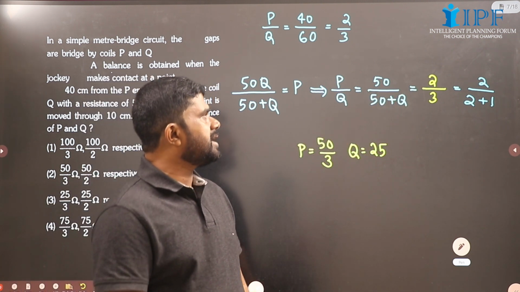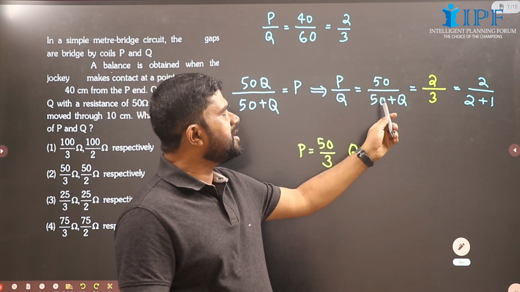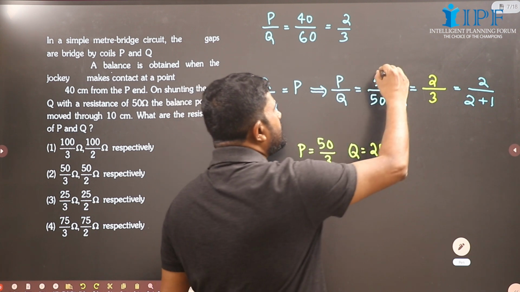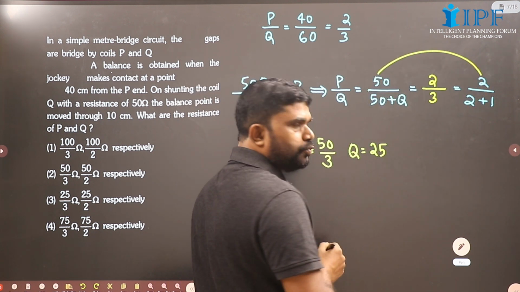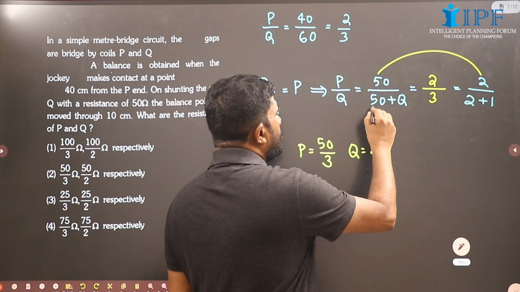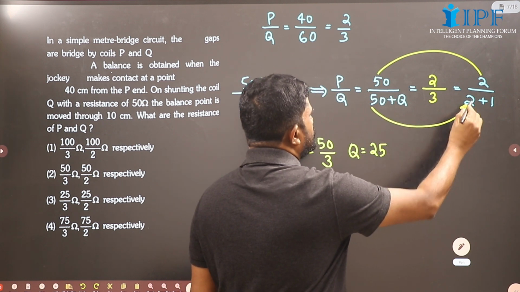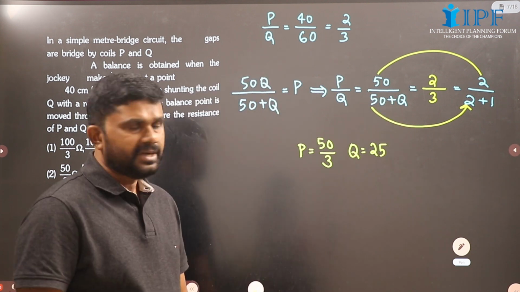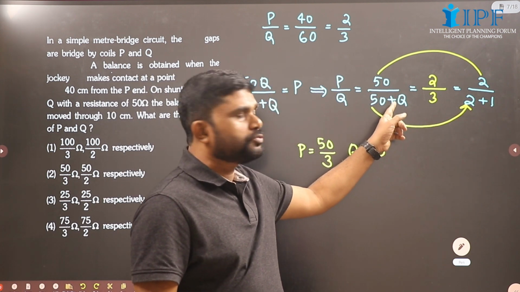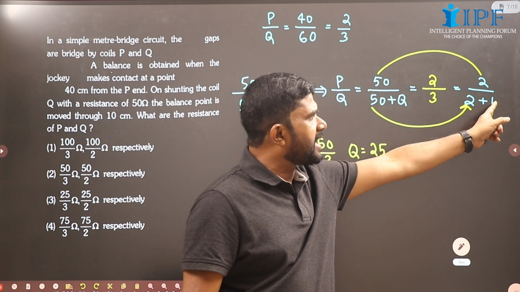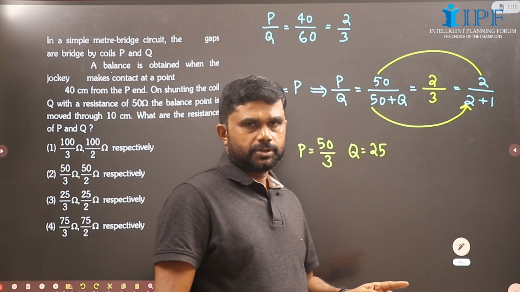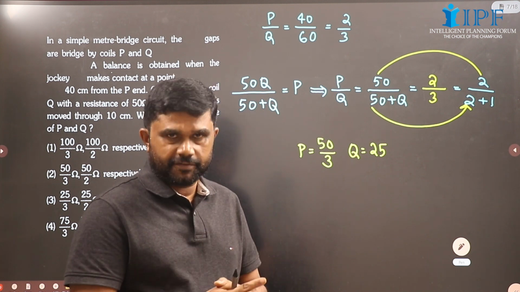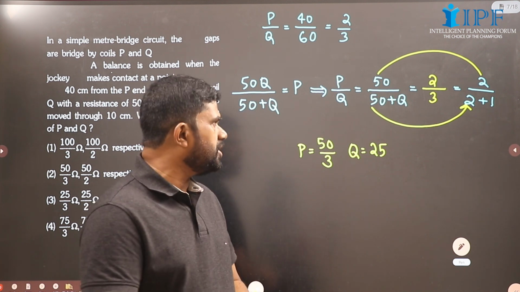Or this can be written as 50 by 50 plus Q equal to 2 divided by 2 plus 1. So this 50 corresponds to 2. Then if 2 is 50, this 1 corresponds to Q. So this factor is half of this one, and Q will be half of this, means it is 25. So Q will be equal to 25.